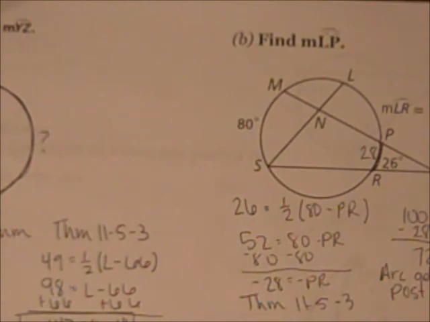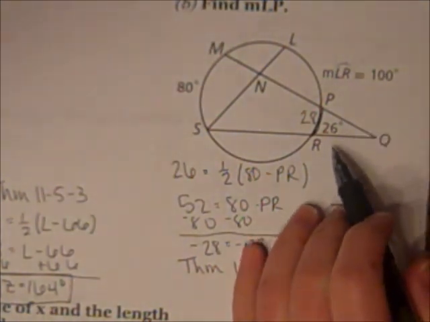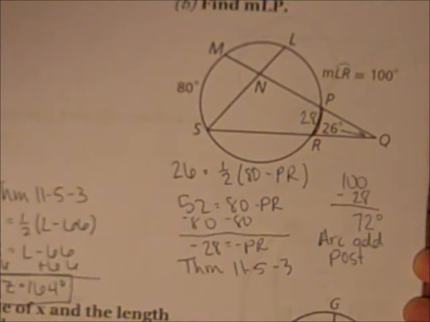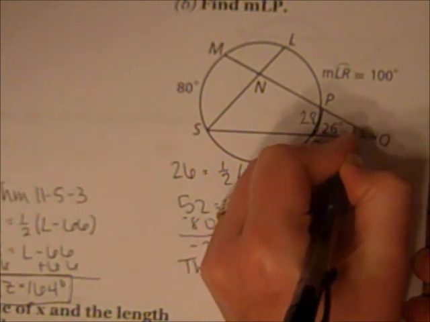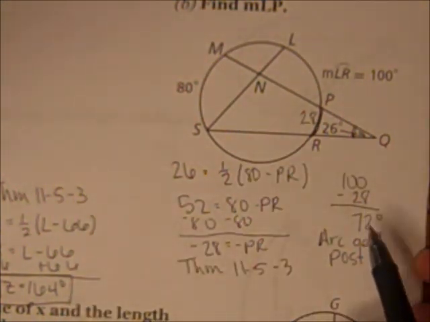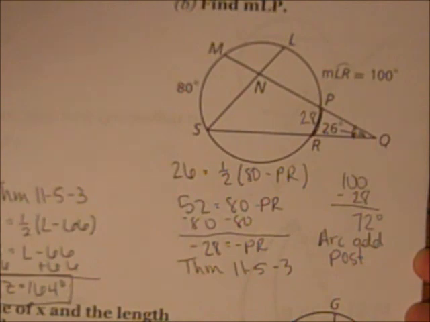B is a little less complicated than A. Because this is an exterior angle out here, this 26, which is how I read that, and now that I look at it, I think that 26 goes with the measure of angle Q. So then I solved that, and I got that PR had to be 28 when I used theorem 11.5.3. And then if the whole arc LR is 100, then I take out that 28, and that must have been 72. Okay, see ya.